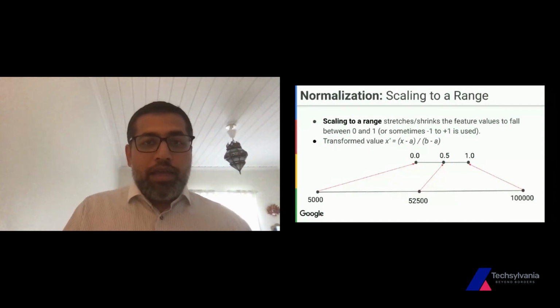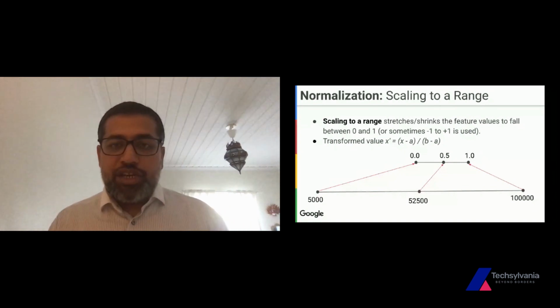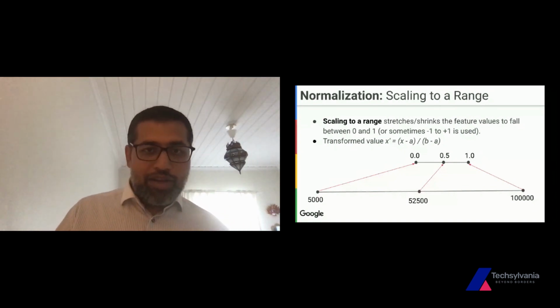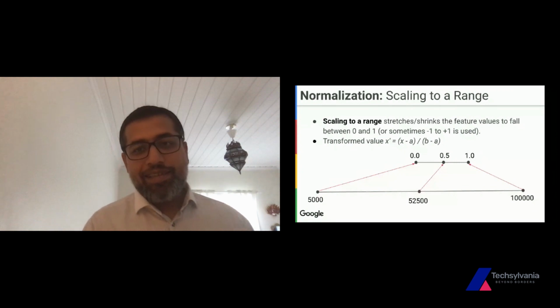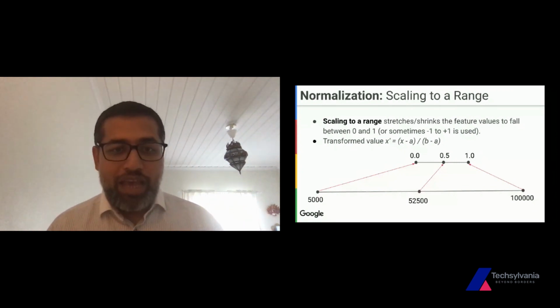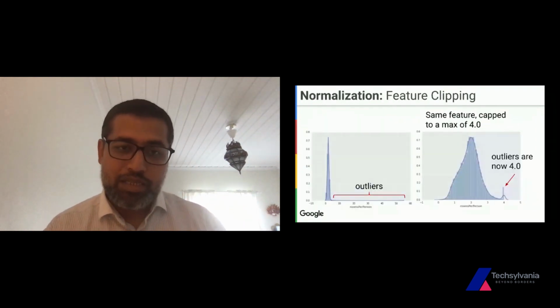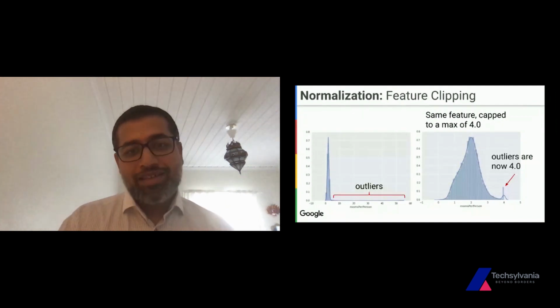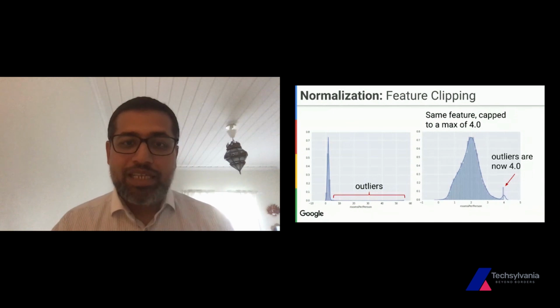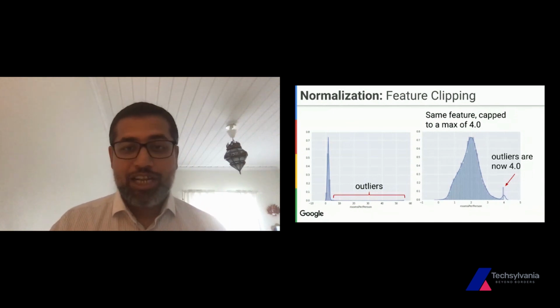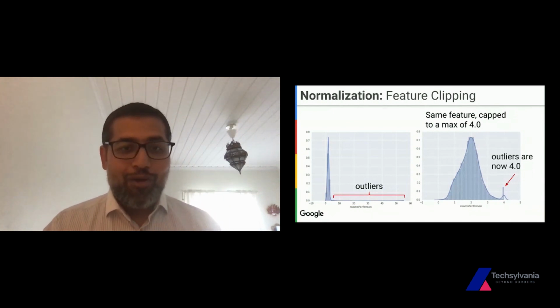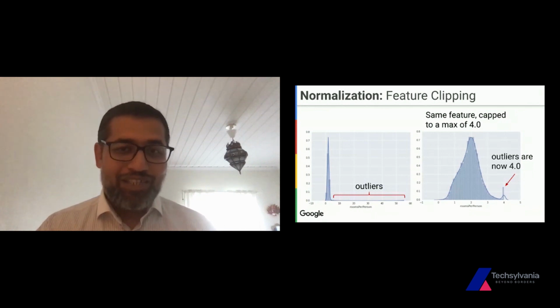Now, even more interesting is feature clipping. So let's take a good example. In this example, as you can see, we have rooms per person, right? And we see a long tail in which there are more than 10, going up to 60 rooms per person. They are definitely outliers, right? And due to these outliers, our distribution looks very strange.